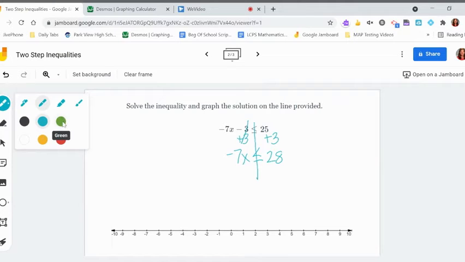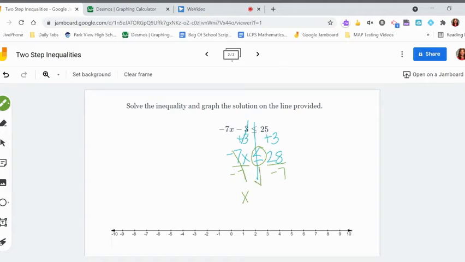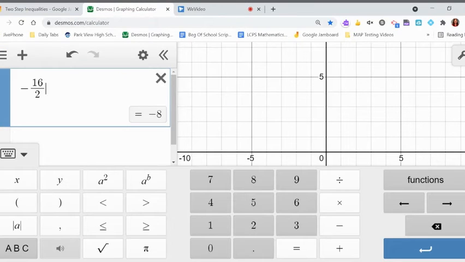So that's my one step. Now I have to do my second step, which is division. -7 divided by -7 cancels. X. Here's where it gets a little bit different. Because you're dividing by a negative, this sign has to change directions. So less than or equal to is going to become greater than or equal to. 28 divided by -7 is -4.